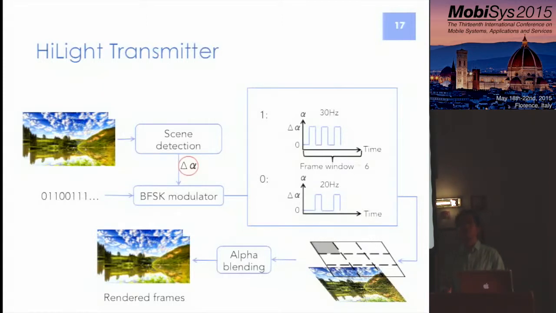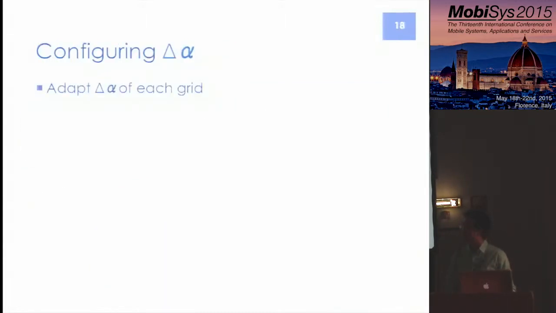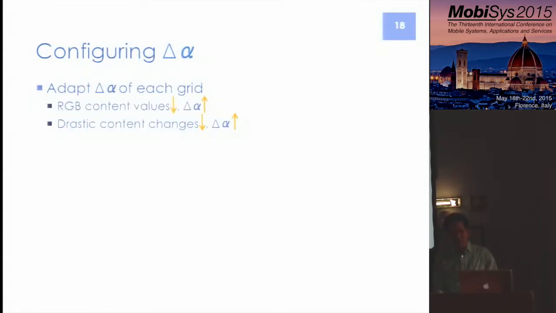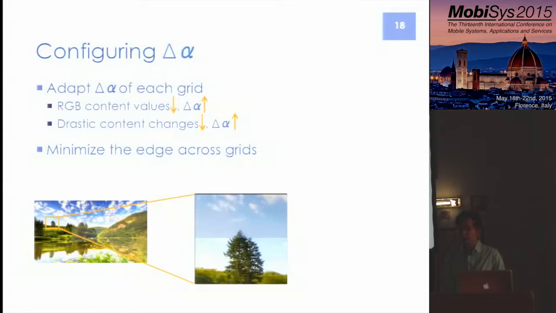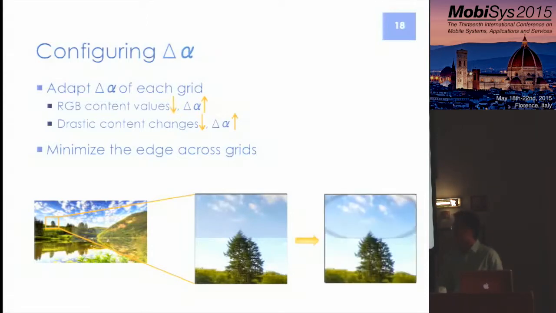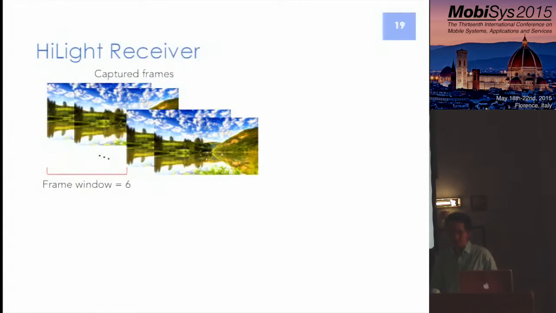And if we zoom into the alpha configuration, we actually adapt alpha change in two steps. Here, we first adapt alpha change on the grid level. In our design, the darker the sampled screen content frames, or the more drastic the screen content change, the higher the alpha change. It is because in those cases, human eyes are less sensitive to the alpha change. And we then fine-tune the alpha value within a grid, because we observe that if the alpha values are different between adjacent grids, we may see an edge between the grids. So here we use a Gaussian filter to smooth the edge.